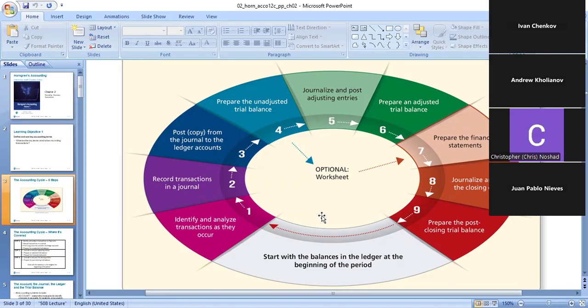Then we're going to put in some adjusting entries. Adjusting entries usually come at the end of the accounting period or the end of the year. Then we're going to prepare the adjusted trial balance and financial statements. Then we're going to close some accounts. We're going to see which accounts we're going to close. And then we're going to prepare the final trial balance. And we're going to start again.